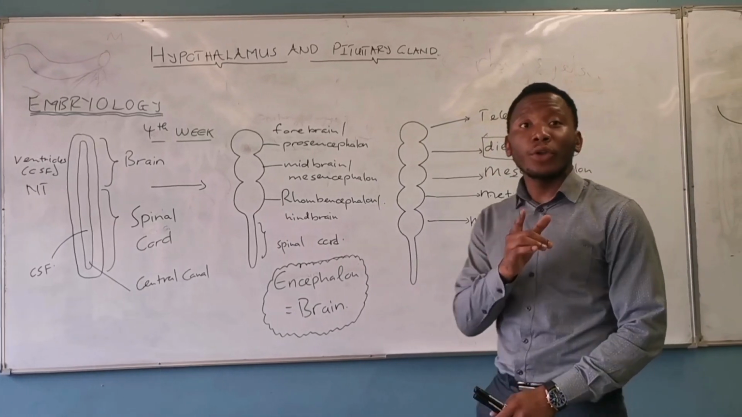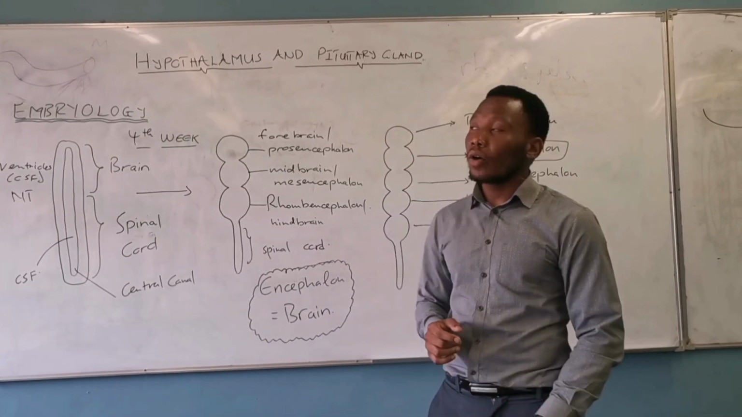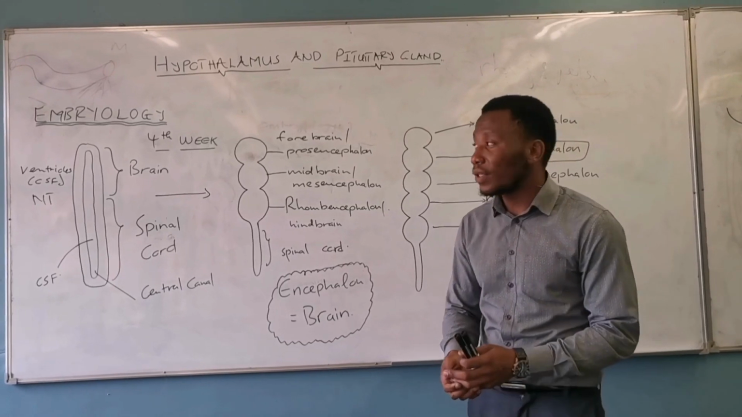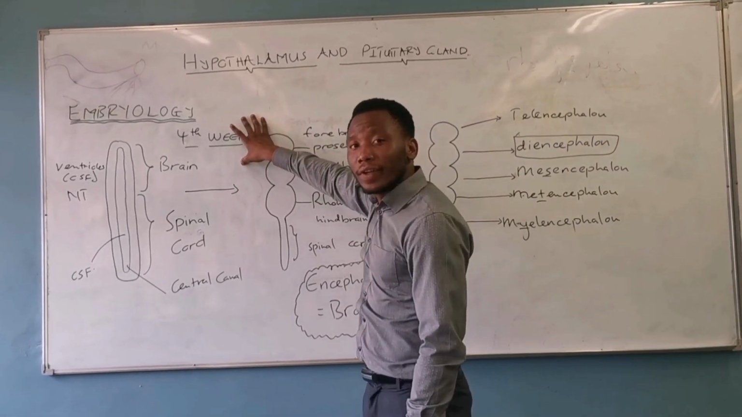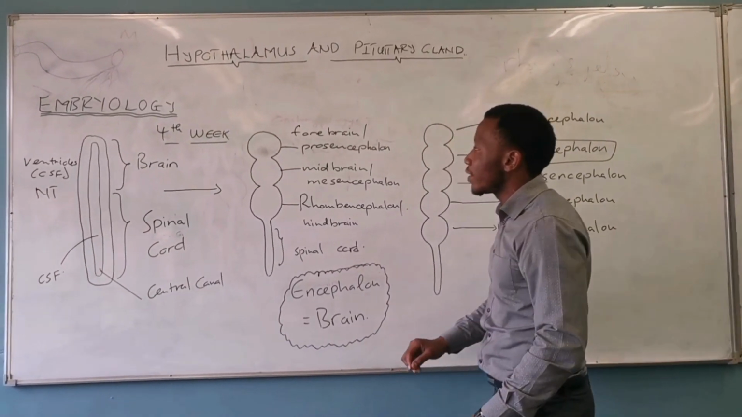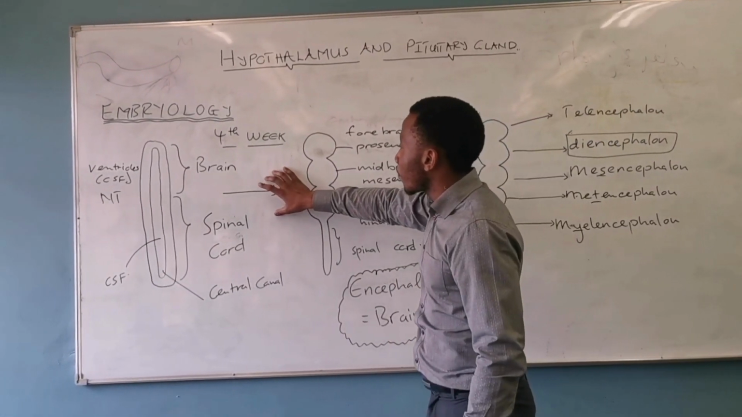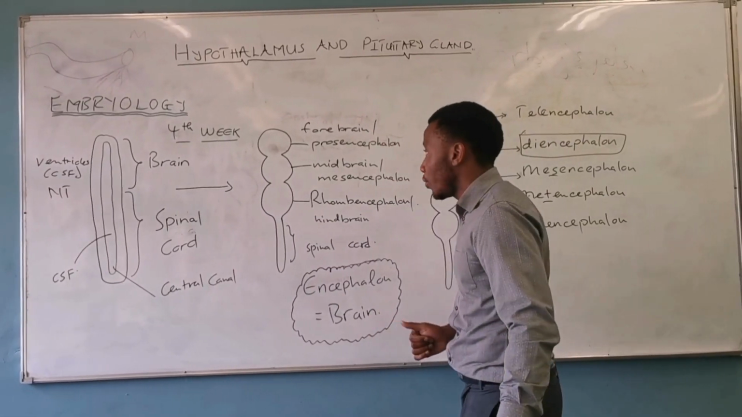Okay, so today I'm going to give you a brief overview of the embryology and anatomy of the hypothalamus and the pituitary gland. The fourth week of embryological development marks the initial stage where the nervous system begins to grow. It is the first system to develop, although not the first to be functional.